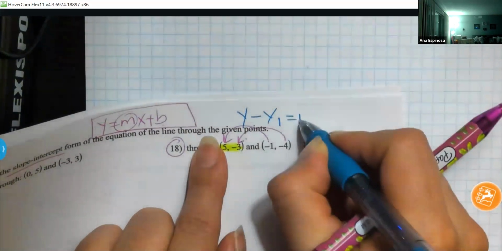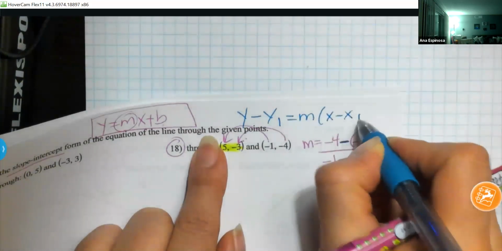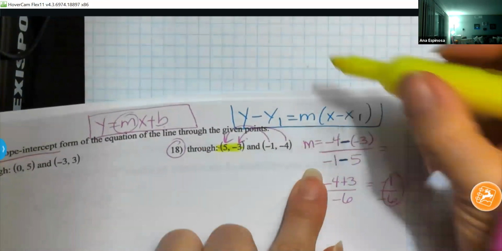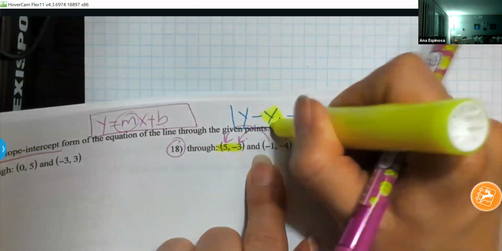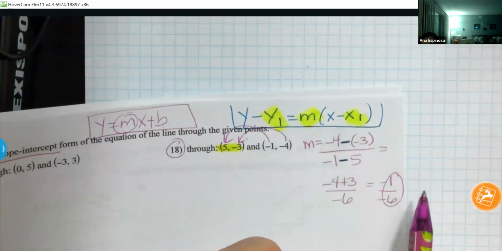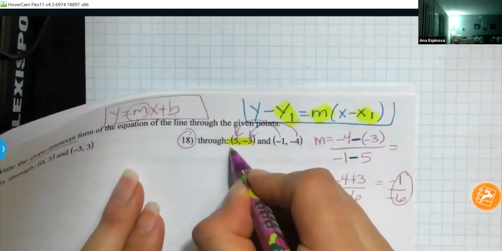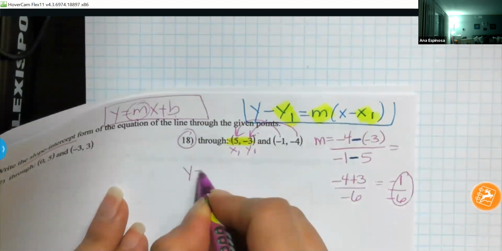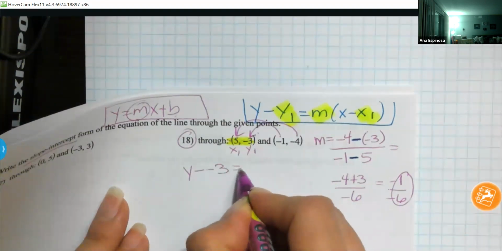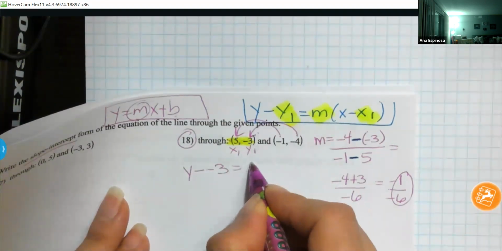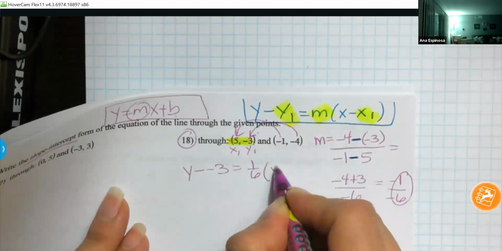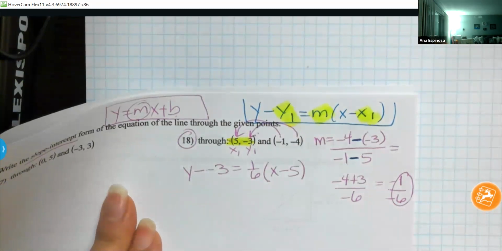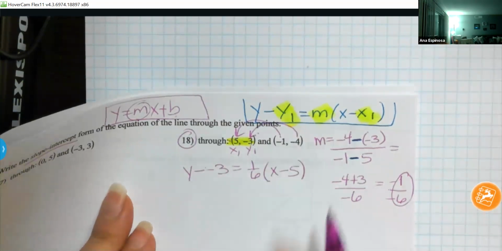Y minus y1 equals m times x minus x1. And I'm going to plug in my slope in here. And I'm going to plug in my x1, y1. So this is my x1, y1, and here's my slope. So let's go ahead and do this. Y minus -3 equals my slope 1/6, x minus 5. Now that I have that, I'm going to make this a plus.